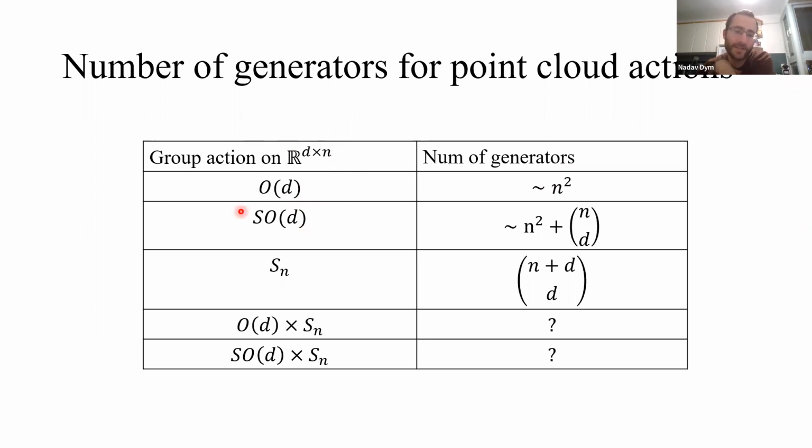For SO(d), you get a pretty big number, n squared plus n choose d. For S_n, the same. For these group actions, I'm not sure if we know what the number of generators are. At least I don't. But in any case, for the first three examples, the cardinality is not great.